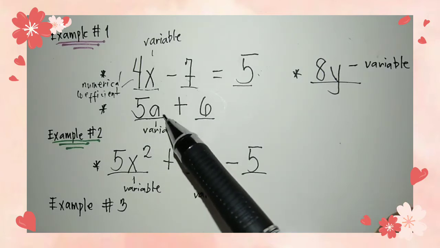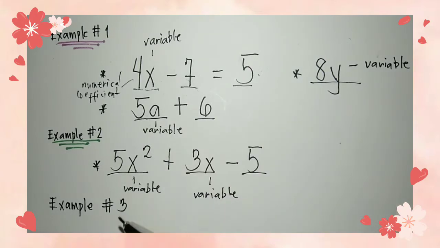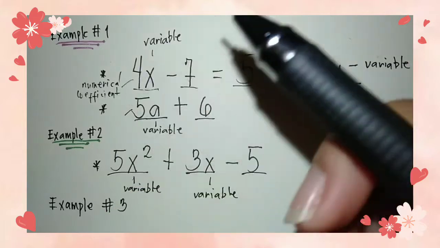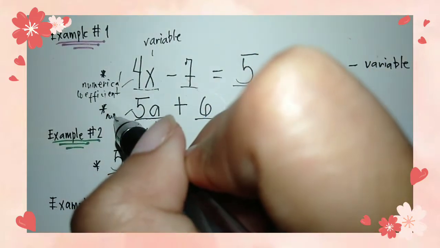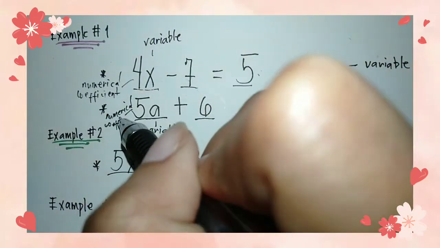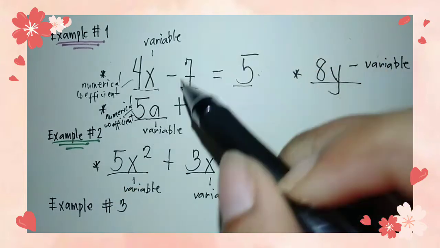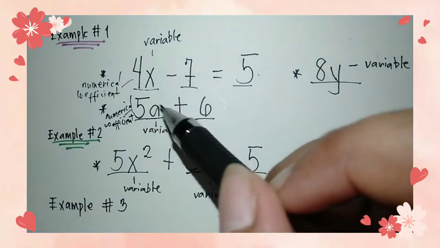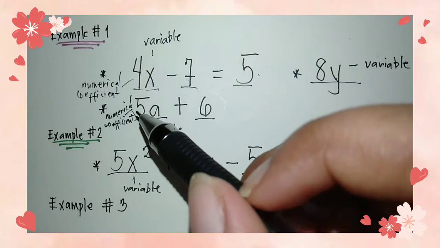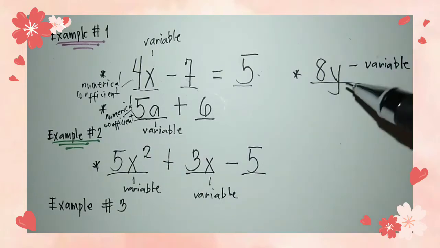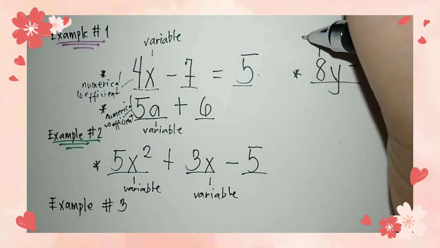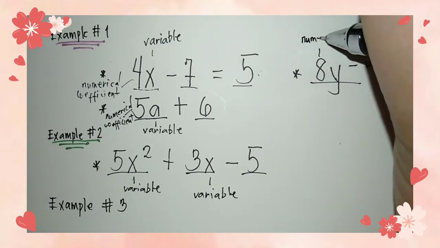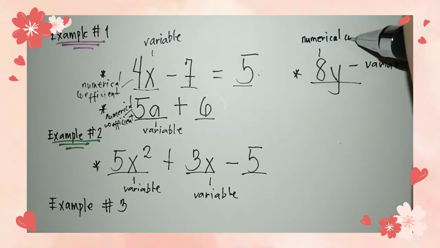So, dito naman sa 5a plus 6, alin dito ang numerical coefficient? So, we have 5 as numerical coefficient. Okay? Bakit? Kasi kasama niya si a, and si a ay variable. Remember, palaging magkasama si numerical coefficient at si variable. So, dito naman, of course, alam na natin na ang 8 is the numerical coefficient.